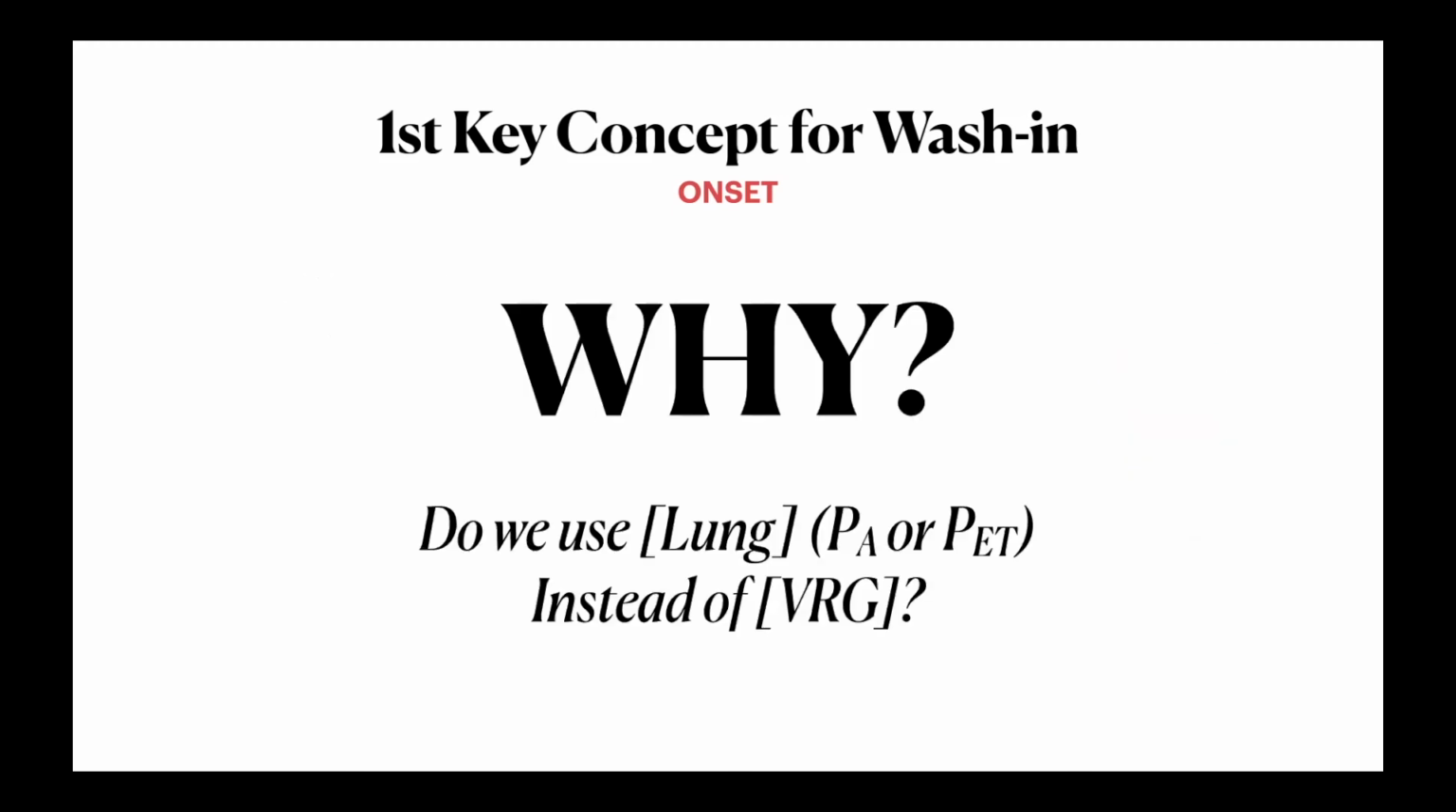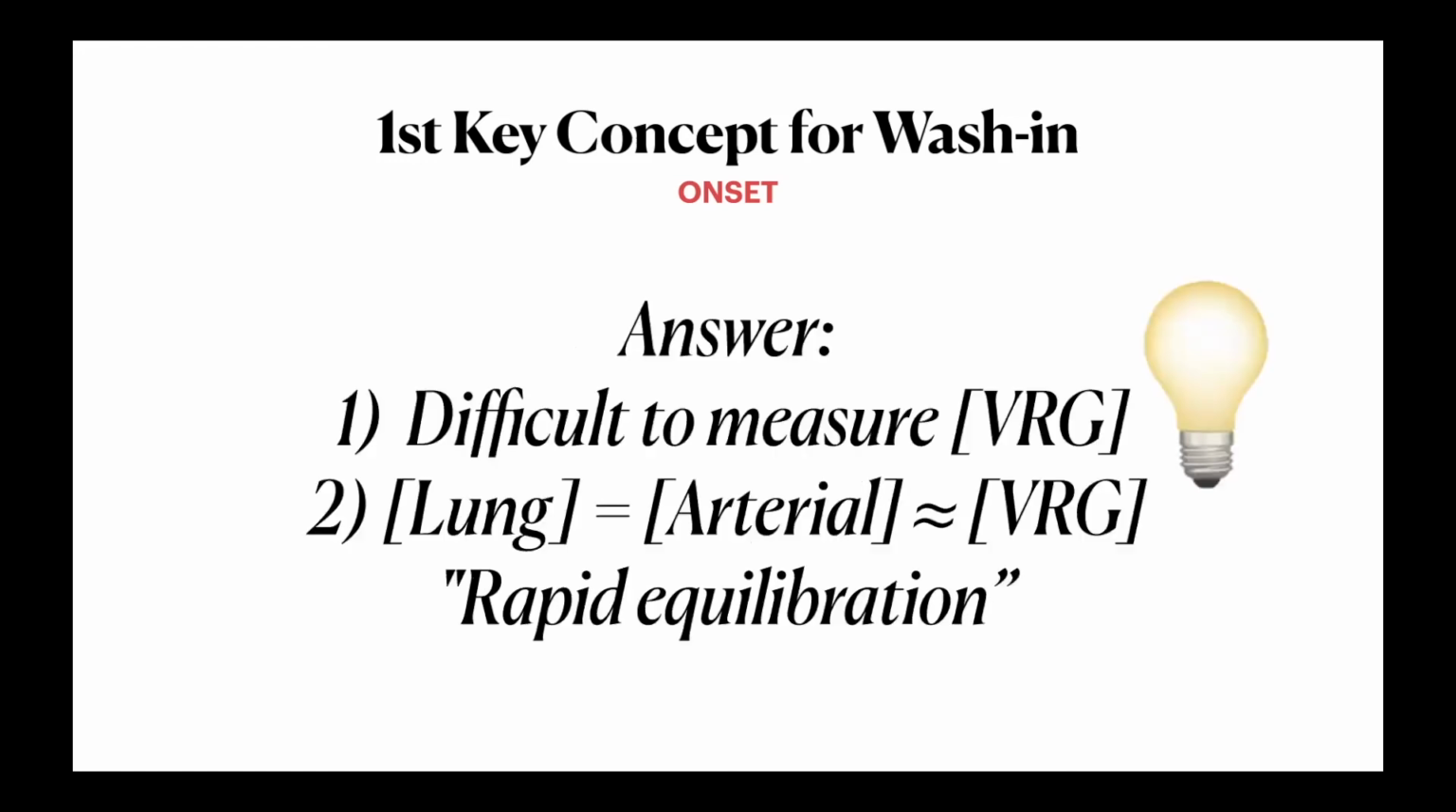And so the question is, why do we use the concentration in the lung or the alveolar partial pressure or the end-tidal partial pressure of volatile agent instead of the concentration in the vessel rich group? Well, similar to the effect side, it's very difficult to measure the concentration in the vessel rich group. And so the assumption here is that the concentration in the lung has equilibrated with the concentration in the arterial blood, which approximates the concentration in the vessel rich group or your brain. And the idea is that they rapidly equilibrate.